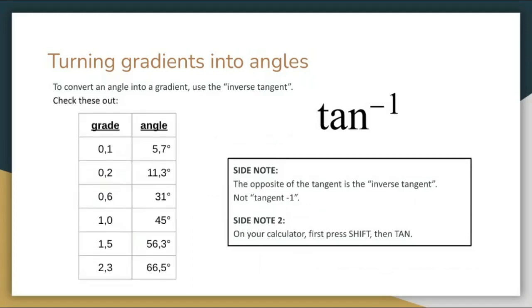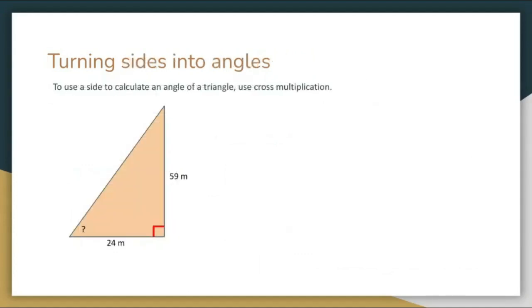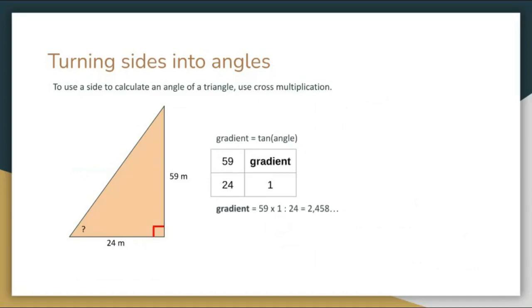Now that you know how to turn gradients into angles, let's do that in a triangle. Behold a light orange triangle. We know the rise and the run, and we want to know the angle of elevation. We start by calculating the gradient using our trusty ratio table. Rise over run, so 59 divided by 24 gives us a gradient of 2.458. To turn this into an angle, we use the inverse tangent. Shift tan ans will give us 67.9 degrees.